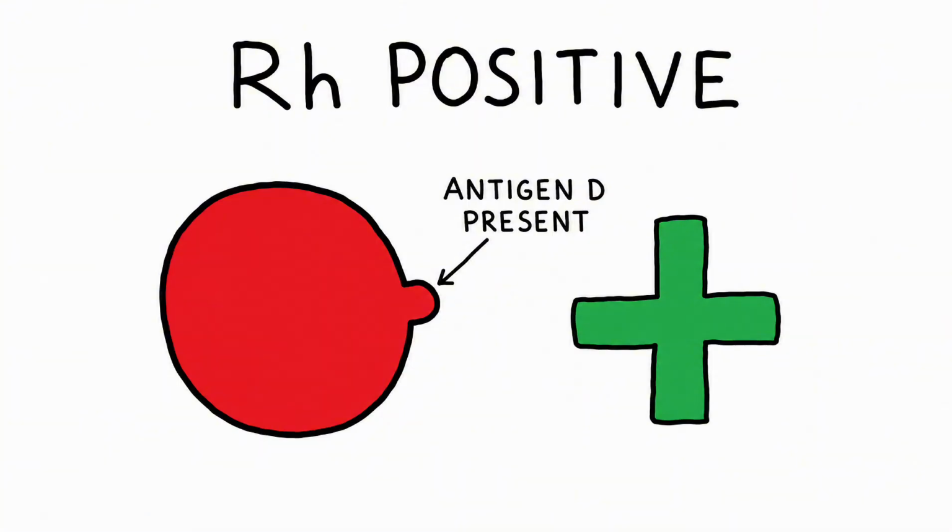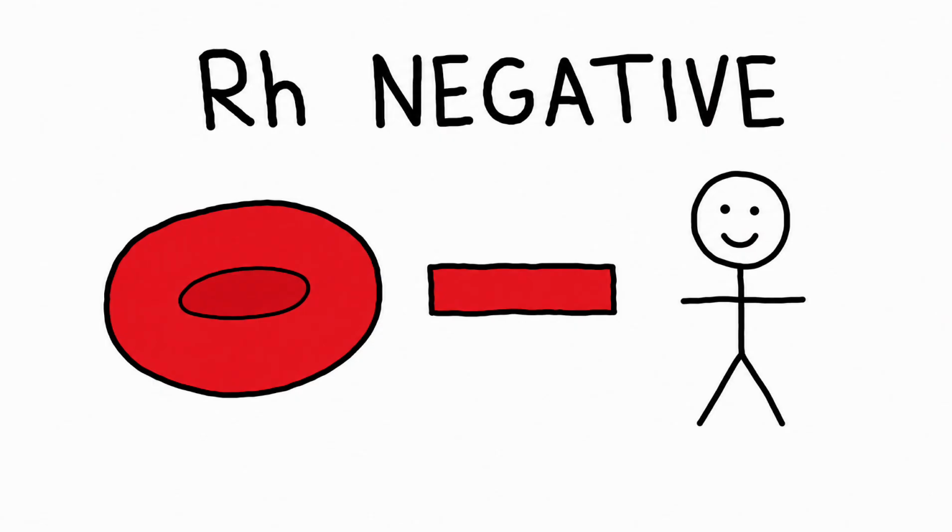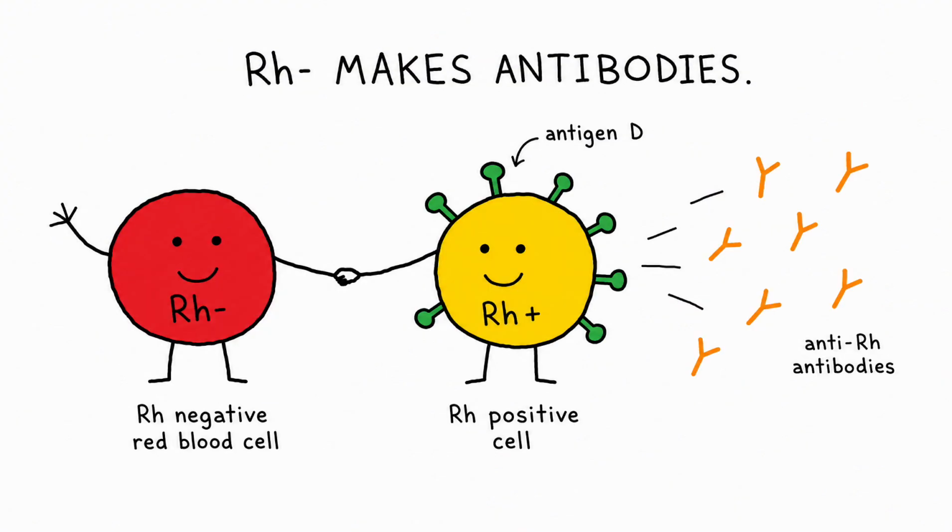So when somebody says they're Rh positive, that means the presence of antigen D or other Rh antigens on the red blood cell membrane is there. But if somebody says they're Rh negative, that means they do not have the Rh antigen on the red blood cell membrane. And so anti-Rh antibodies form only in Rh negative individuals in response to the presence of red blood cells with Rh antigens.